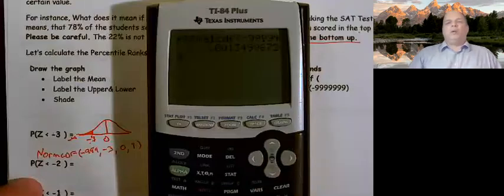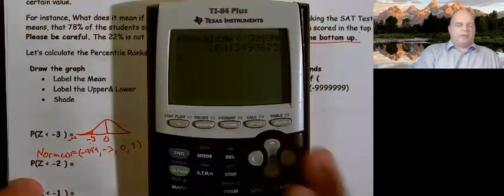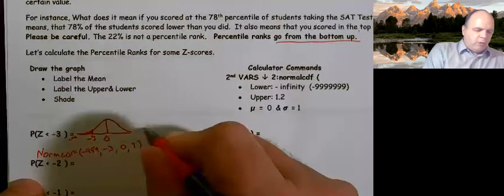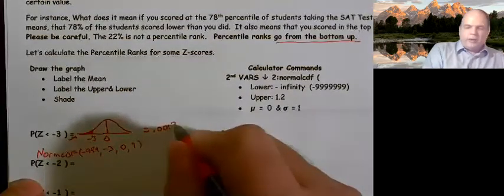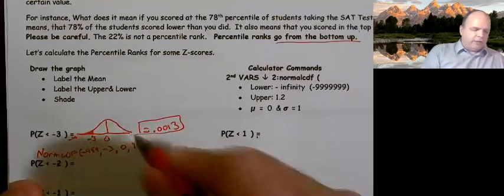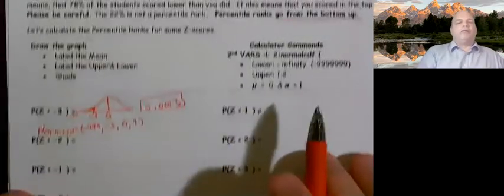And we end up getting 0.0013. And we always want to take these out to 4 decimal places. So equals 0.0013. That's my answer. I'm done. Box it in so I can find it easily. Okay, so let's do the next one.